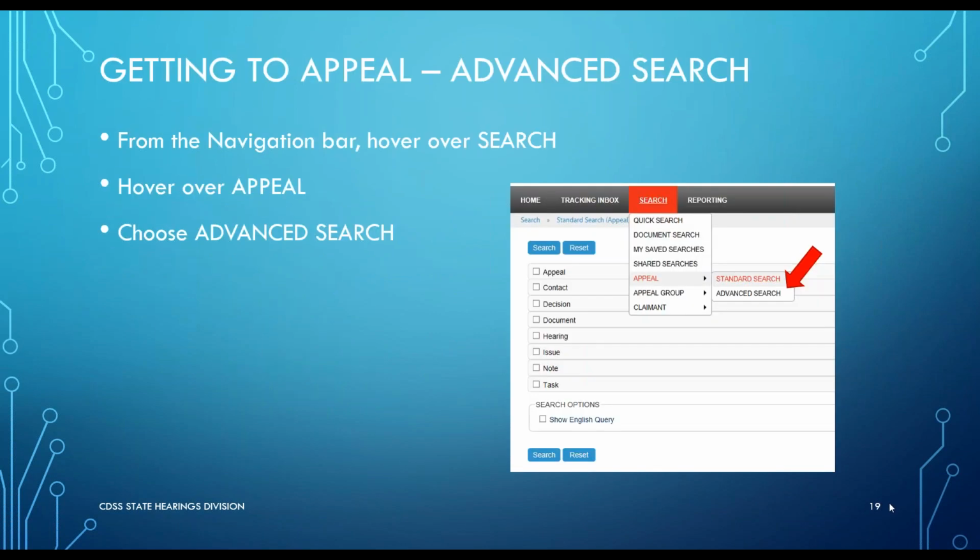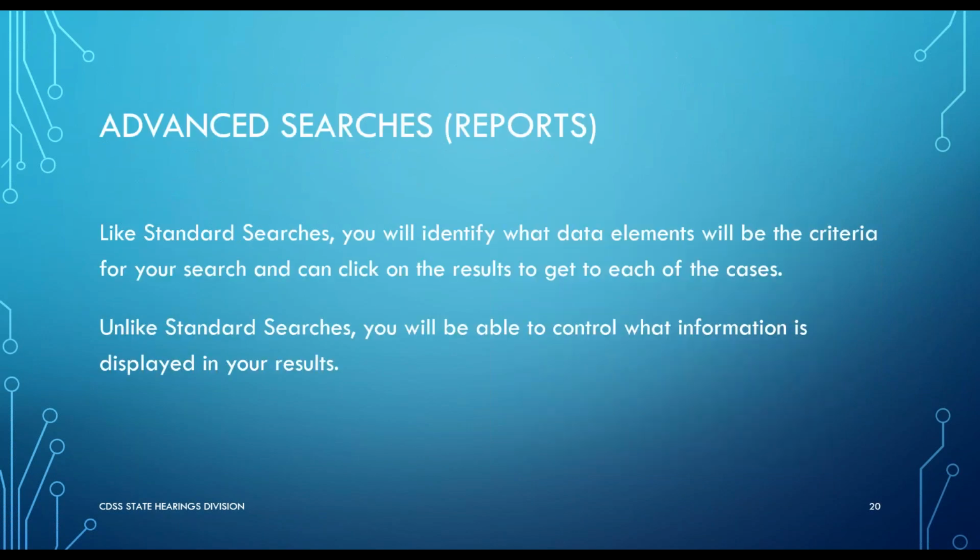All right, moving on. Now we're going to go into the advanced search. Again, you're going to hover over search, slide down to appeal, hover over appeal, and select advanced search. What do you get? Advanced searches are a little more robust. Those are more like reports. Like the standard searches, you're going to identify what particular data elements will be the criteria for your search. And just like your results in standard search, you can click on the results that are shown and dive into those cases. But unlike standard search, you can control what information is displayed in your results.